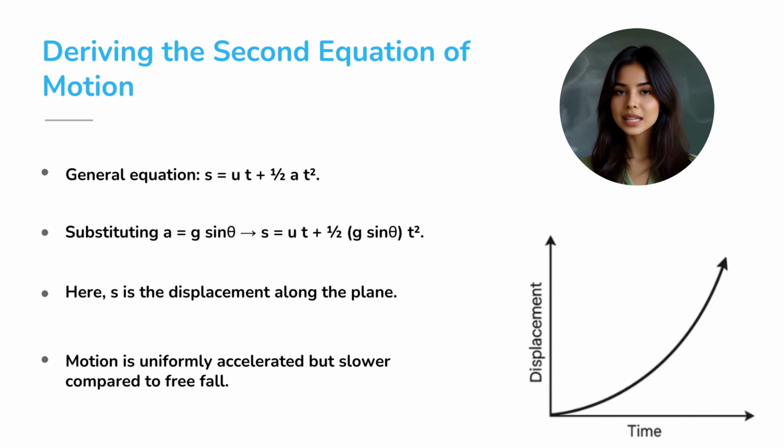Next, let's derive the second equation. Normally, we write displacement s as s equals ut plus 1 by 2 a t squared. Again, replace a with g sine theta. The result is s equals ut plus 1 by 2 into open bracket g sine theta close bracket into t squared. This gives the distance travelled by the body along the slope. Notice the shape of the graph here. Displacement increases quadratically with time, forming a smooth upward curve. That's because of the uniform acceleration acting along the incline.